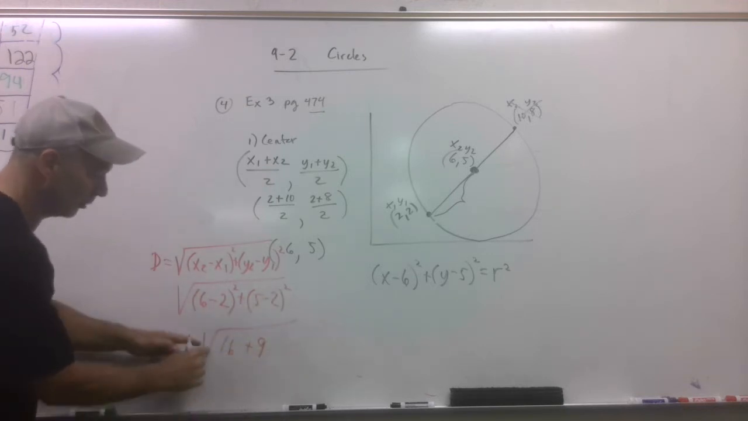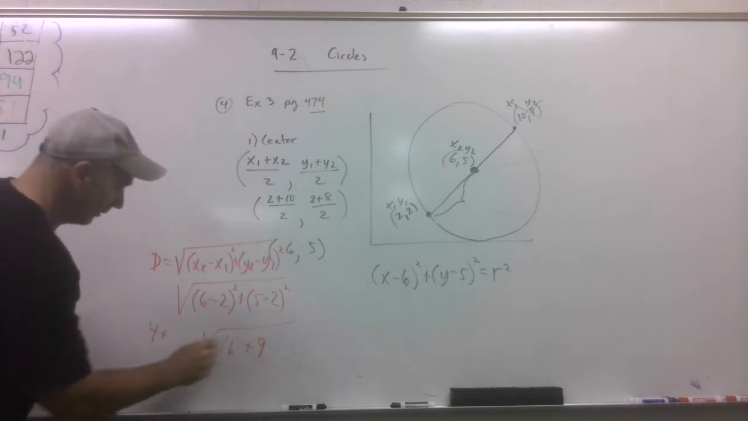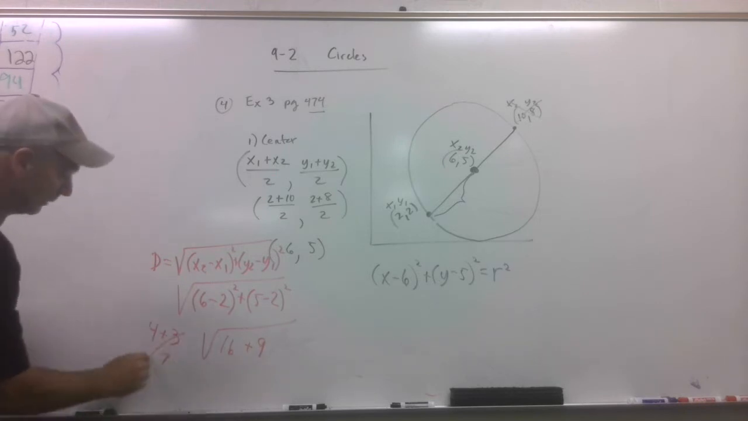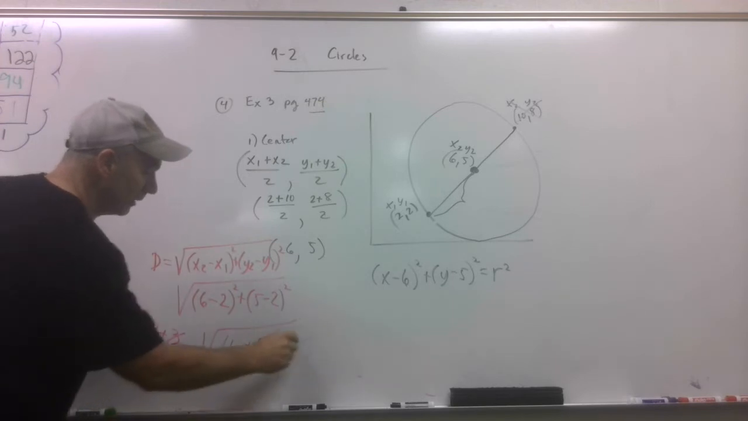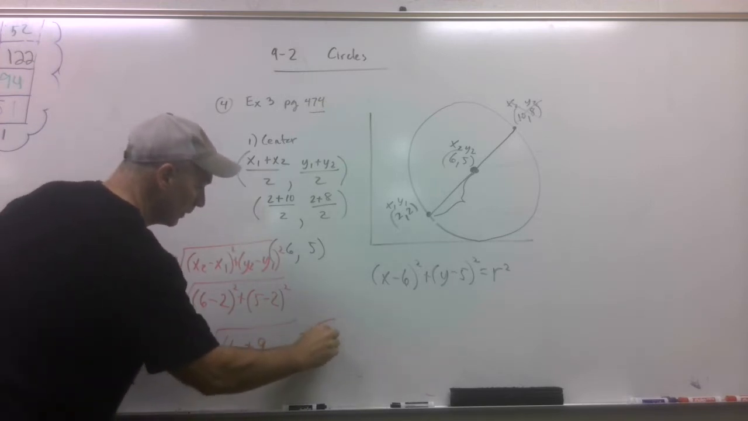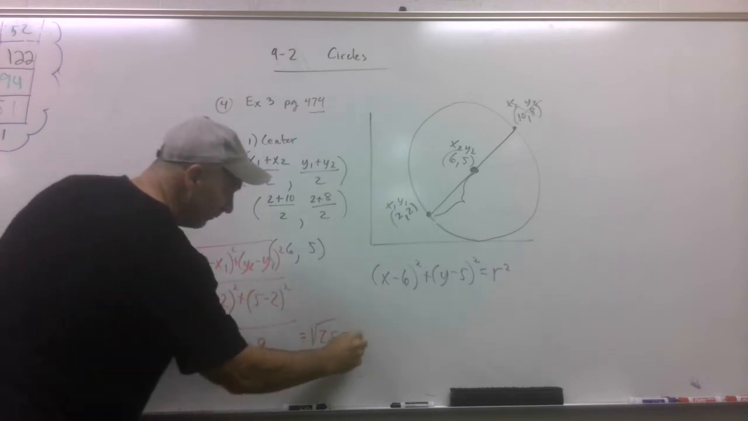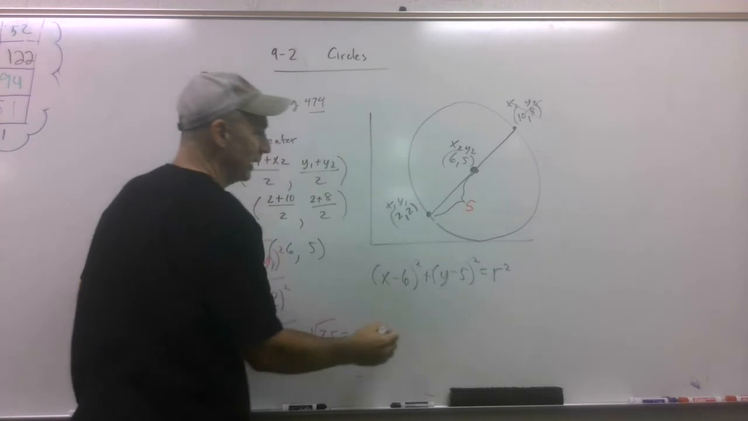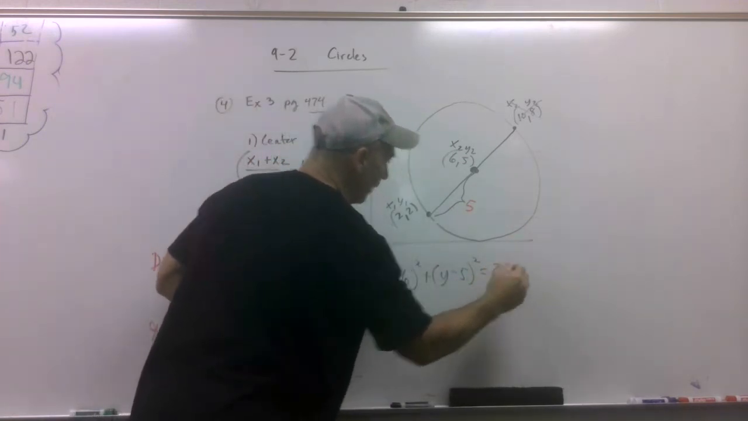Now a lot of students go, square root of 16 is 4, square root of 9 is 3, so they get 7. Be careful, that's wrong. This is kind of like a PEMDAS thing where you have to clean up inside the square root first. So I get the square root of 25, because that's what 16 and 9 make, and I get 5. This is my radius. What do I do with that? I put it right here, squared, and I get 25.